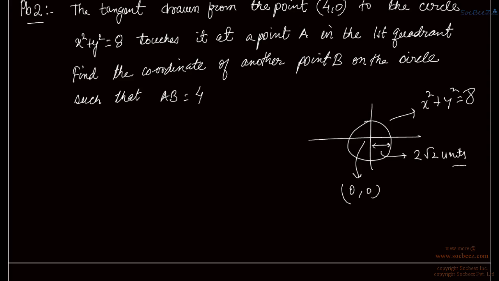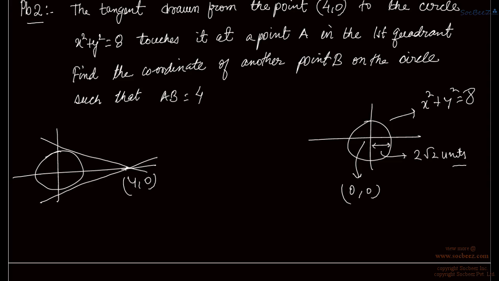So we have drawn, say this is point (4, 0) from the question. We have drawn a tangent from point (4, 0) to this circle. Say this is one tangent, this is another tangent. Okay, these two are the tangents drawn from point (4, 0) to the circle.